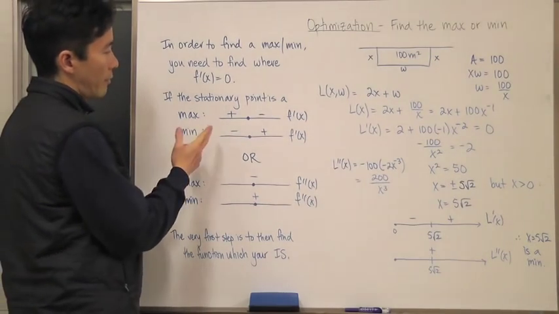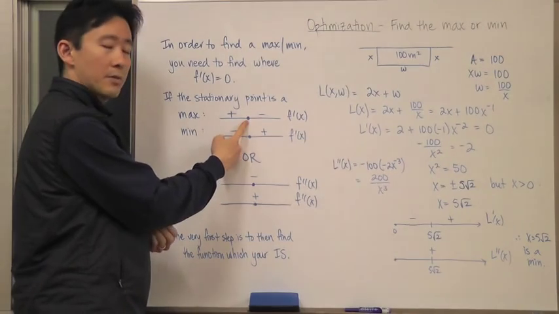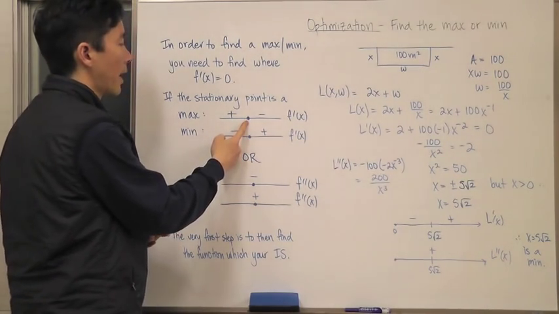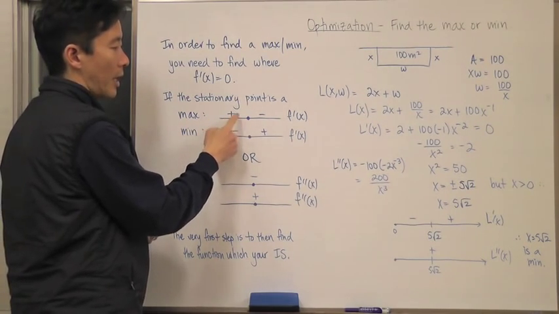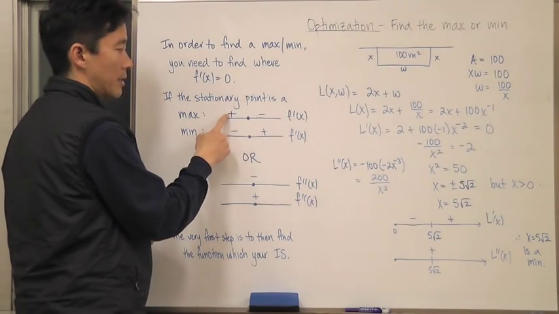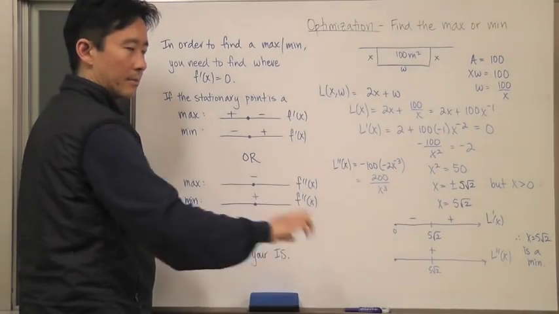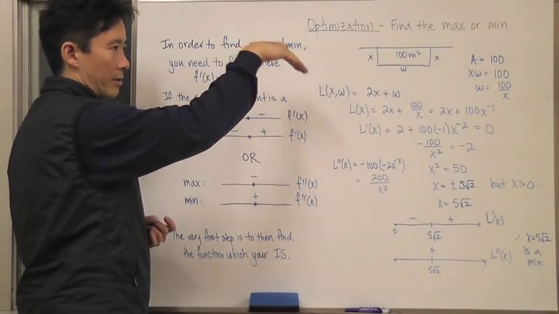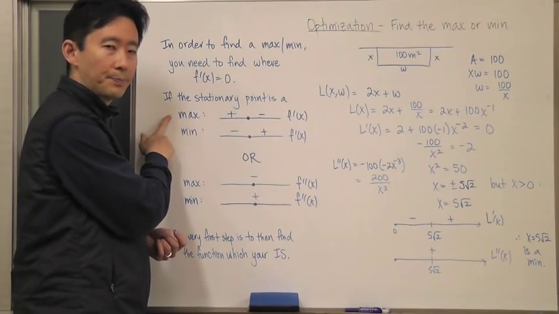What we know is that if we find a particular point, and let's say this point is a stationary point because this is where f prime of x is equal to 0. If f prime of x is positive to the left, so the value of f prime of x is positive, 0, then negative, then it looks like that. It's positive, 0, negative. That means your stationary point is a maximum value.